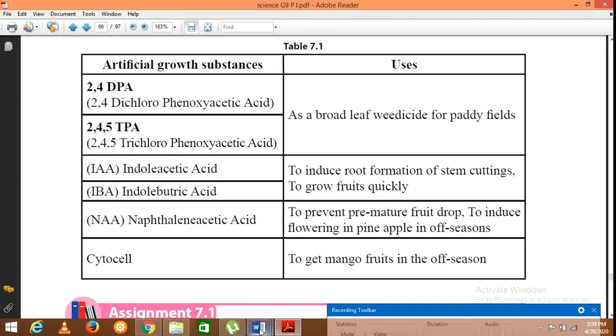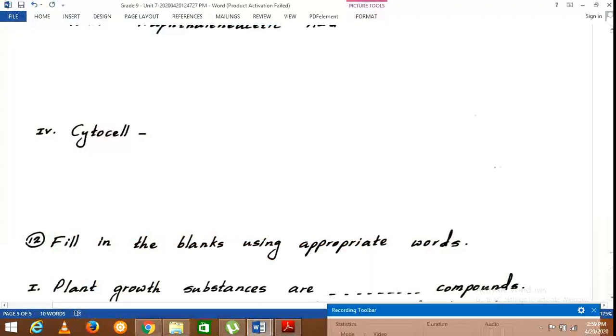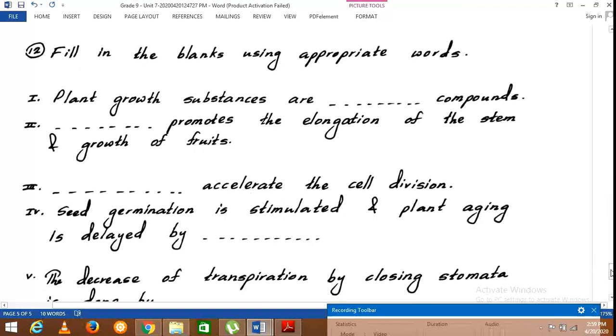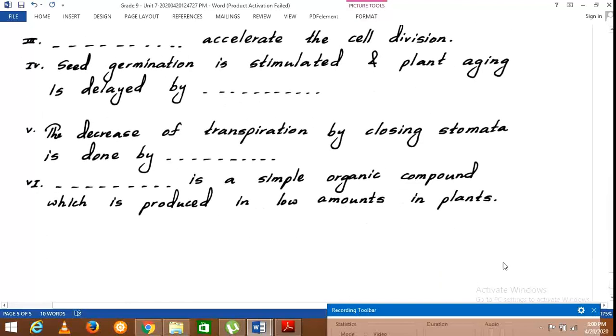I think you got a clear idea about the plant growth substances. And here there is a simple activity. You are asked to fill in the blanks using appropriate words. The first one, plant growth substances are, I told you, organic compounds. Promotes elongation of stem and growth of fruits, that is gibberellin. Accelerates cell division, that is cytokinin. Seed germination is stimulated and plant aging is delayed by cytokinin. The decrease of transpiration by closing stomata is done by abscisic acid, and a simple organic compound which is produced in low amounts in plants, that is ethene, which increases the speed of ripening of fruits.